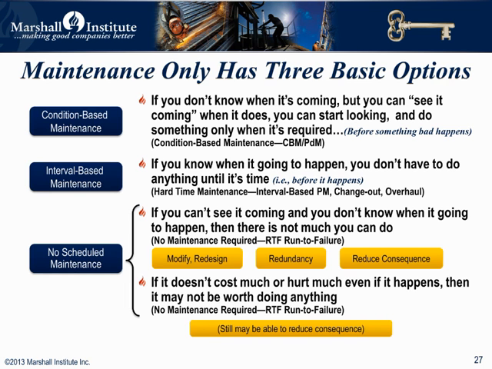If you can't see it coming and you don't know when it's going to happen, there's not a whole lot you can do. It will happen. If you still don't like the consequences, then there are a few things you can consider at this point, but they're not exactly maintenance strategies. Things like modify, redesign, or redundancy, or perhaps some other things you could do to reduce consequence. Or if it doesn't cost much or hurt much, even when it happens, then it may not be worth doing anything. These last two are basically no maintenance required, run to failure, no scheduled maintenance. And then, of course, you still may be able to reduce the consequences.